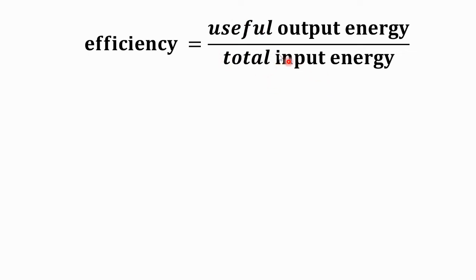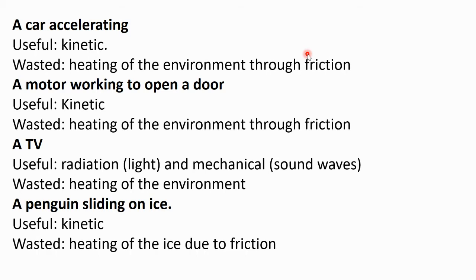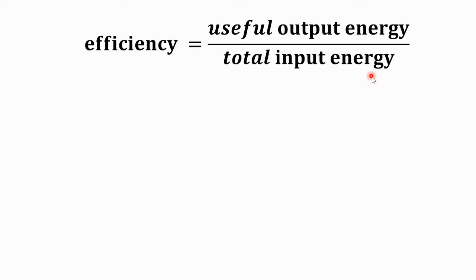So if we were looking at a car, for example, the total would be the chemical energy stored in the fuel, and the useful is the kinetic, and everything else is the wasted, which is the heating.